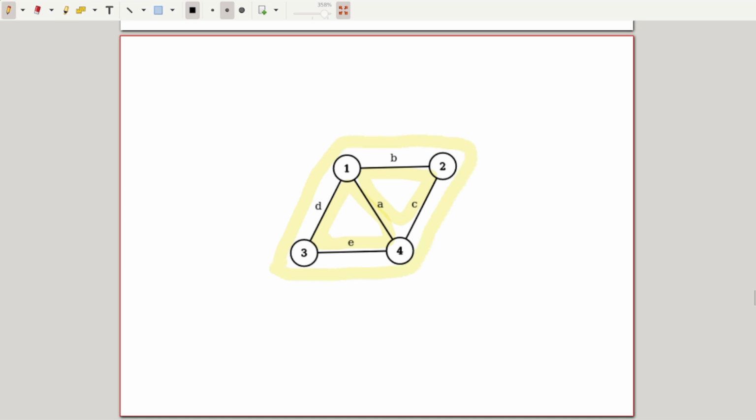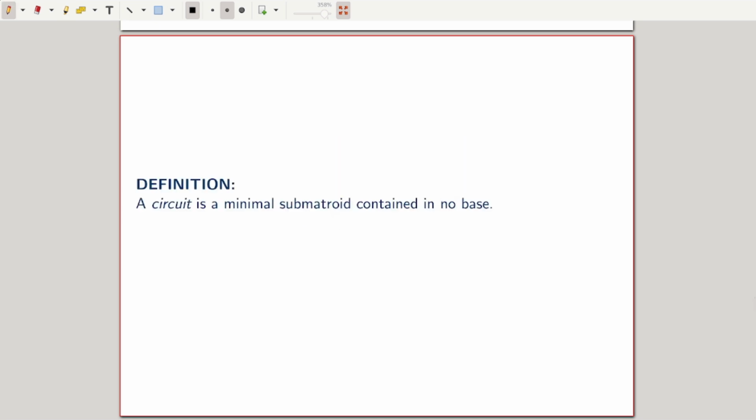What about these cycles? A circuit is a minimal submatroid contained in no base, or a minimal dependent set. It now follows from the definition, and confirms our suspicion, that no independent set will have a cycle as its subset. These two can be used to axiomatize the structure of a matroid.